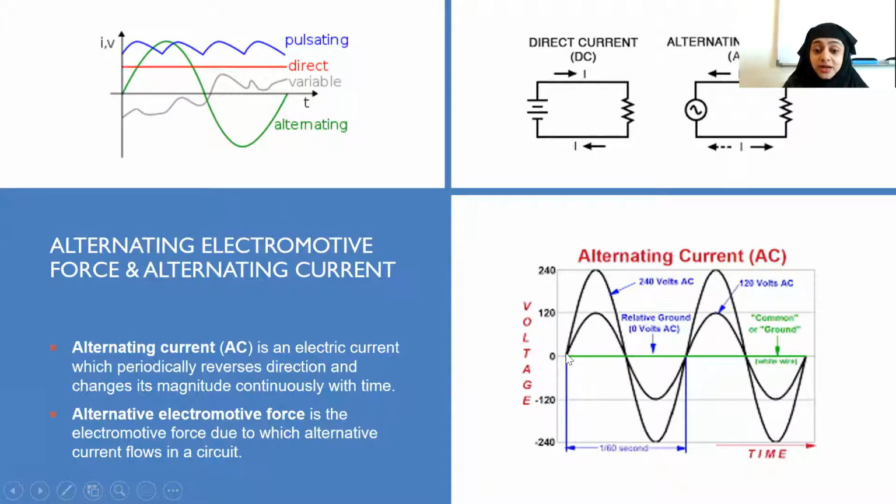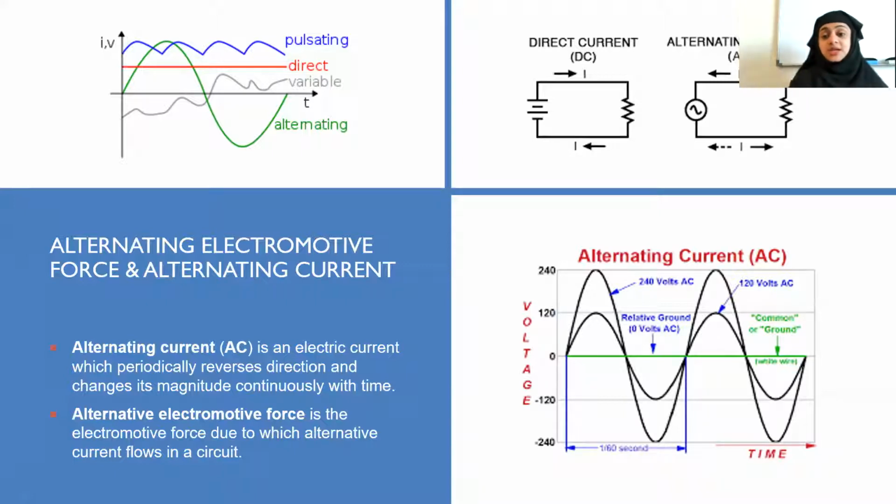And another one having a higher voltage. See, it goes from 0 to a maximum value of 240 volts, and then it becomes 0 again, reverses its direction, has minus 240 volts in the other direction, and again becomes 0. So this is alternating voltage. So alternating voltage and current both vary in fixed intervals of time.